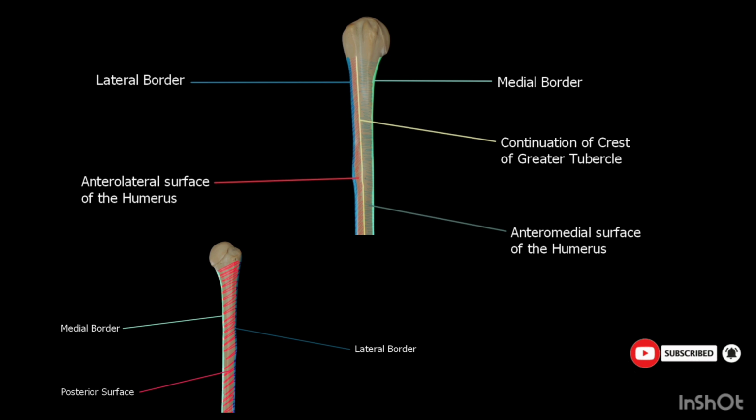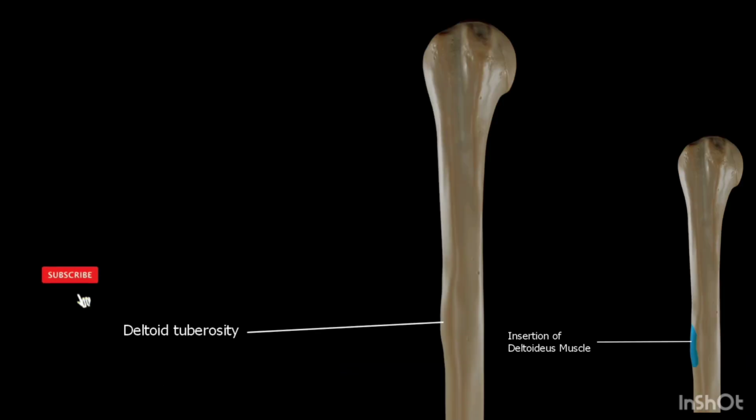The deltoid tuberosity is a rough, V-shaped area located on the lateral surface of the middle of the humerus shaft. Its primary anatomical function is to serve as the point of insertion for the deltoid muscle. This attachment allows the deltoid to pull on the bone to abduct, flex, and extend the arm. Positioned just above the radial groove, it is a key landmark for identifying the midshaft of the bone. Physically, it appears as a distinct elevation or bump on the outer side of the humerus.